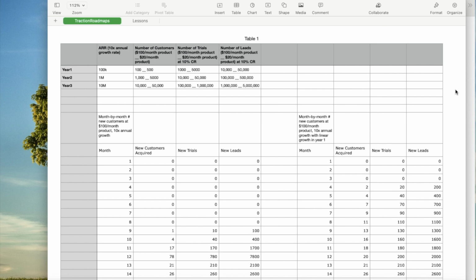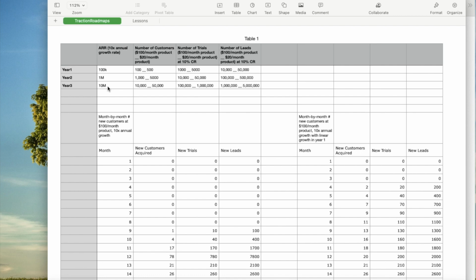Now, the most important model, I think, is the traction roadmap. Basically, what this tells us is month by month how many customers we will have to have acquired for us to be on track to hit our minimum success criteria, which is defining how much we need to be making to justify our work on the business. The way you go about this is you take your year 3 goal, which is the minimum success criteria, which we said was 10 million, and then you assume some exponential growth rate.